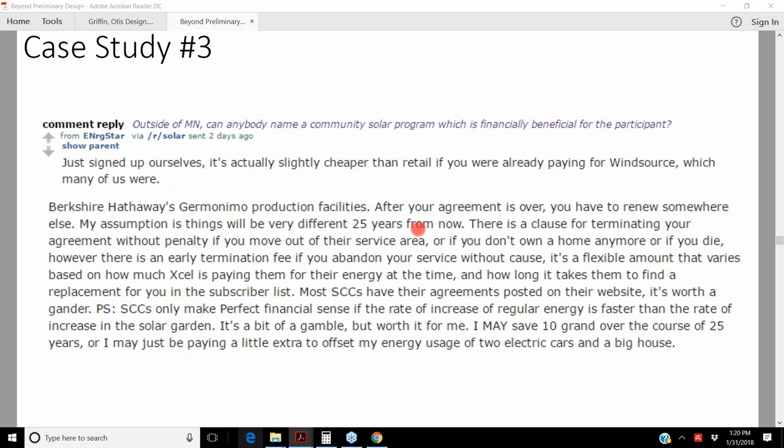It says the termination fee is flexible and it depends on the cost of energy. So they're really not trying to rip you off with that termination fee, but they recognize that there is a cost to early terminate and you are making a 25-year commitment. All that's very reasonable. And then he says, hey, this only makes sense if the rate of regular energy increases faster than the rate of the solar garden. I may save $10,000 over 25 years, or I may end up paying a little bit extra. Well, that's a really big extreme. I might save $10,000 or lose $500 or $700, $1,000, I don't know. But he says it is a little bit of a gamble.